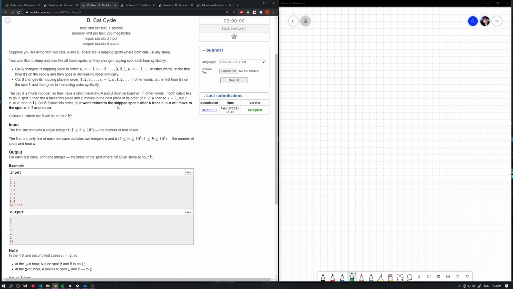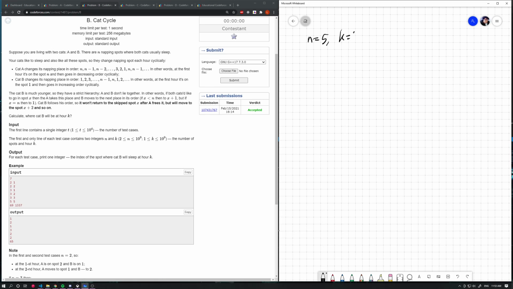Okay, let's go on to problem B. This problem statement is a little bit more tricky. So you're given an integer n, let's say n is 5, and you're given an integer k, let's say k is 6. Basically you want to imagine an array with 5 spaces, and then you have two people.